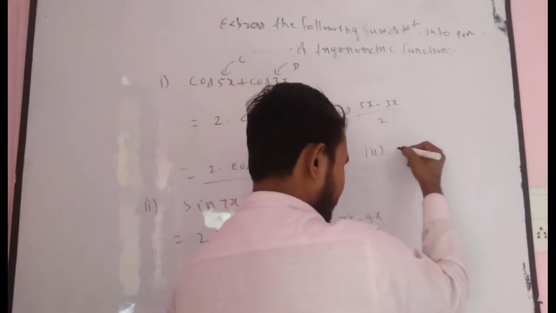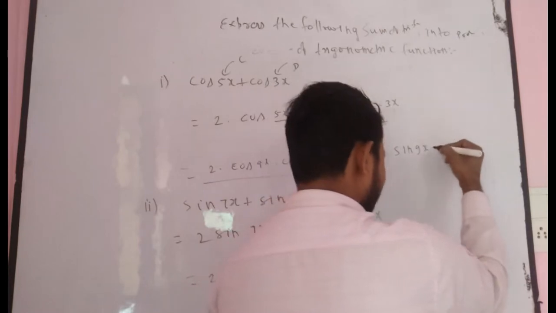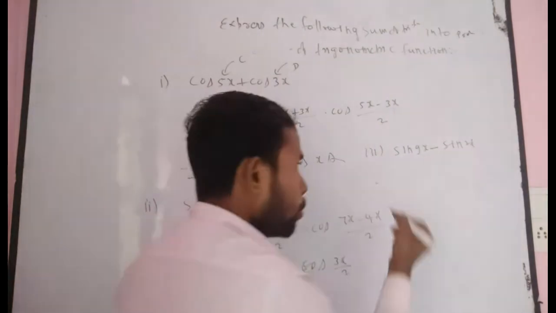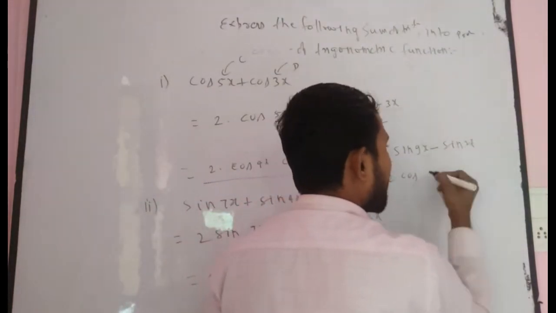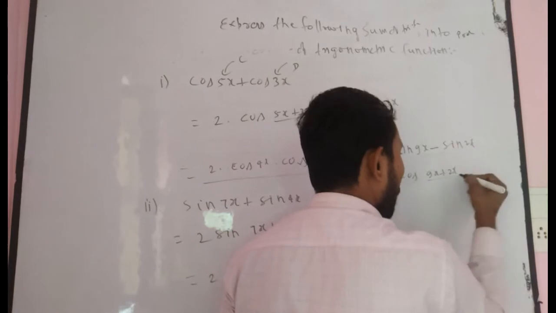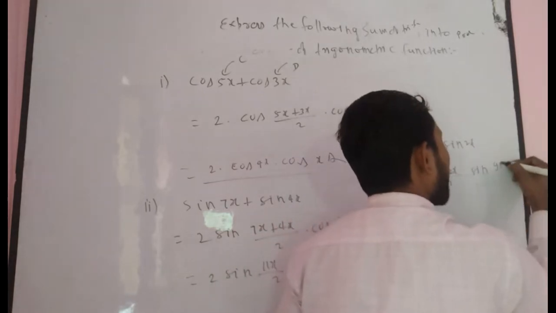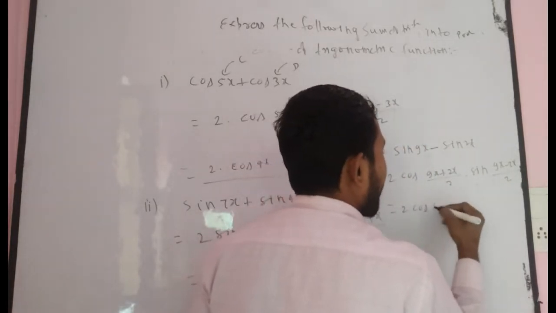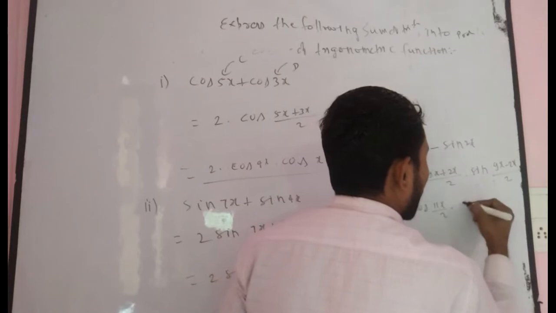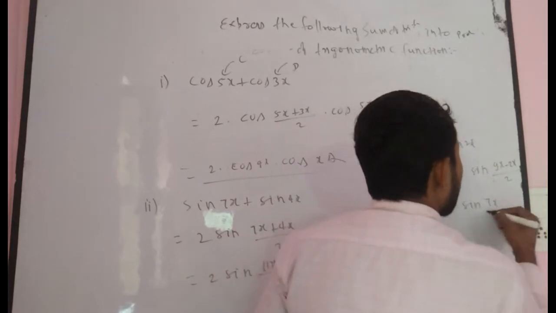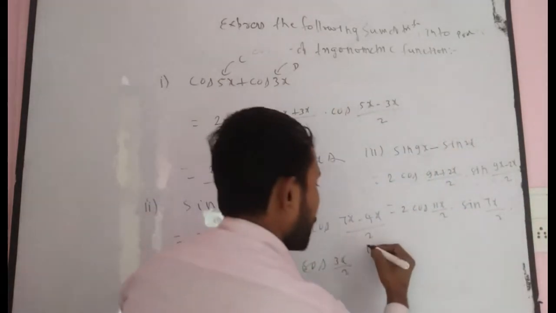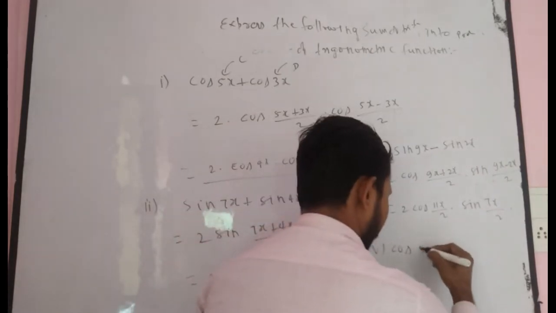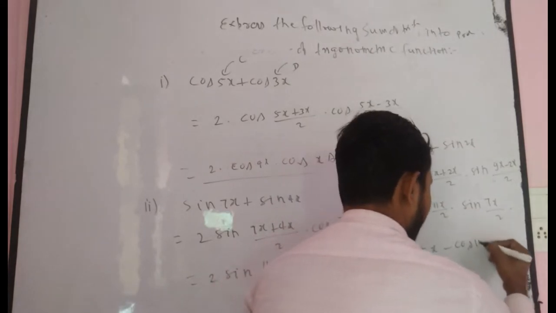In the third example, it is given that you have to convert sin 9x minus sin 2x. Sin c minus sin d will be 2 times cos (c plus d) by 2, that means (9x plus 2x) by 2, into sin (c minus d) by 2, that means (9x minus 2x) by 2. Finally, you can write 2 times cos 11x by 2 into sin 7x by 2. That is the third solution.